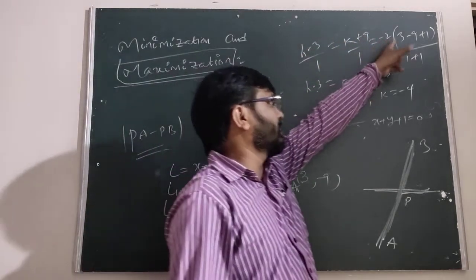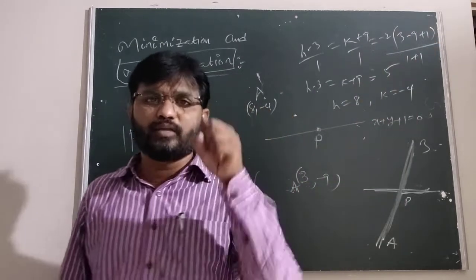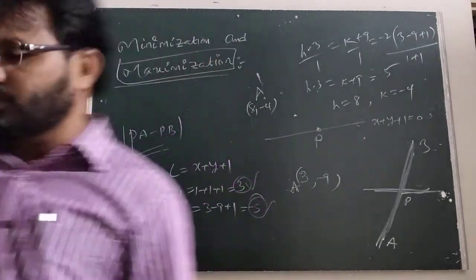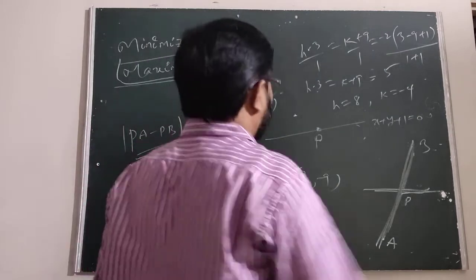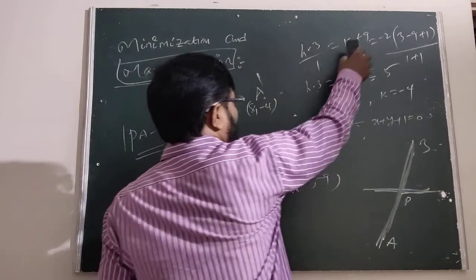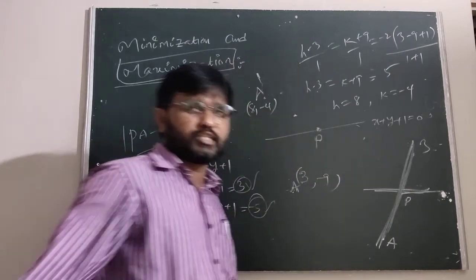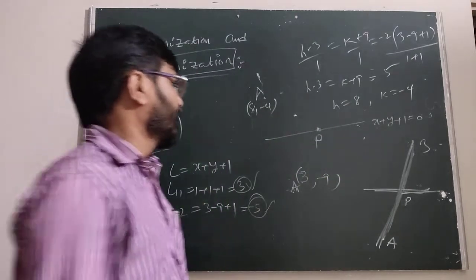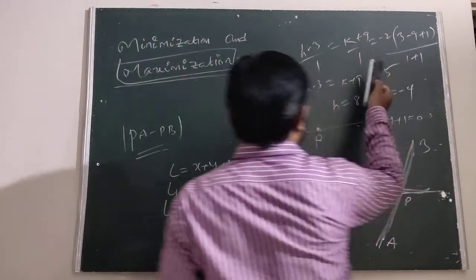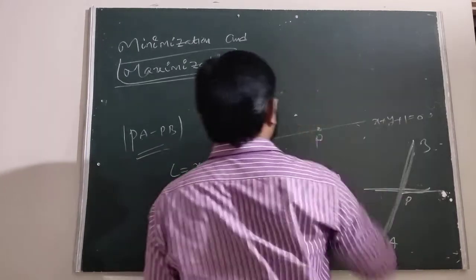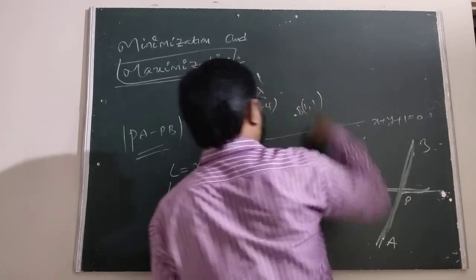That is minus 2 into (ax1 plus by1 plus c) by (a square plus b square). Everybody knows that this form is (h minus x1) by a equal to (k minus y1) by b equal to minus 2 into (ax1 plus by1 plus c) by (a square plus b square). Is it clear or not? So the point is already given at (1, 1).